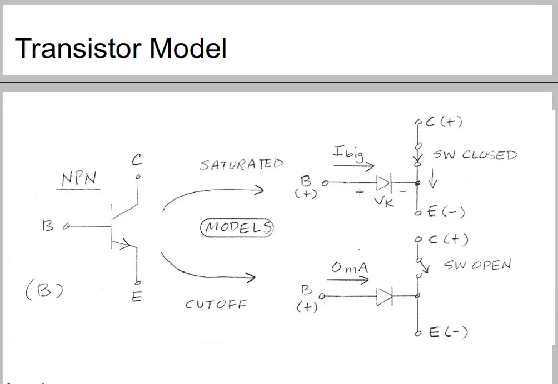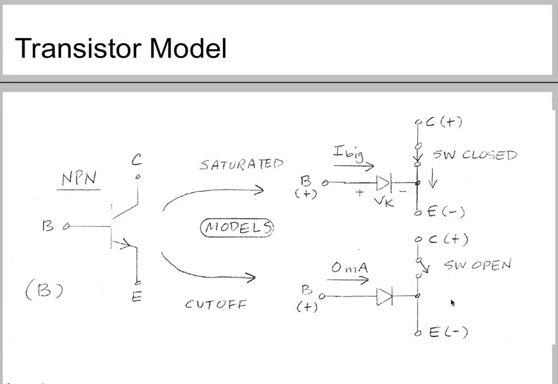Okay. Now, next is the transistor model. Our transistor model is an equivalent circuit of ideal components which behaves approximately like a real transistor. The model for the NPN transistor I have shown here. This is the symbol for NPN, which you already know, and this is the transistor model for the NPN transistor. This is the case when the transistor is in saturated mode, and this is the case when the transistor is in cutoff mode.